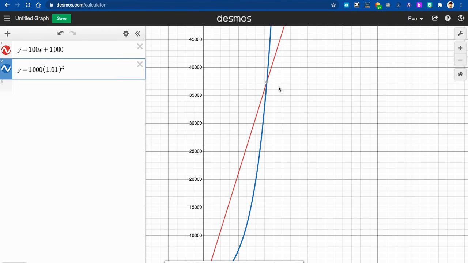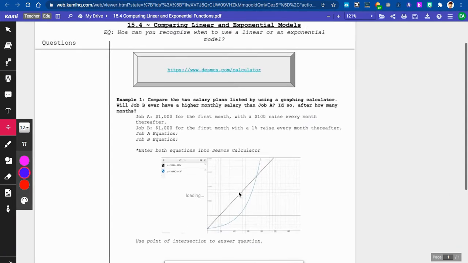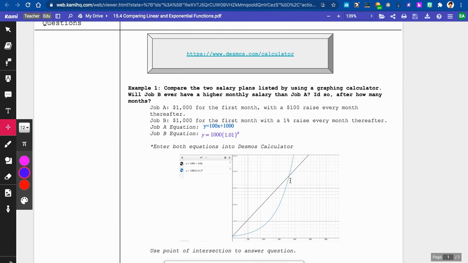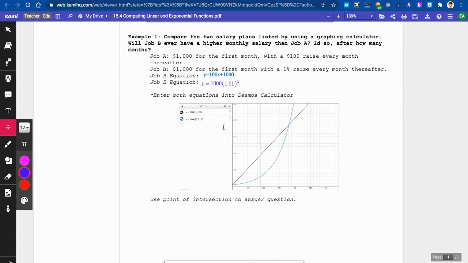The reason why I did that is because, remember, the question was asking if Company B was ever going to make more than Company A, because Company A does have that $100 per month, so it's increasing pretty steadily. But Company B is that blue equation. If we look at this point, after 363 months, or about 364 months, it does actually start making more money. And as you can see, I did actually include that here. You can see it right there. And so the point of intersection is the answer.